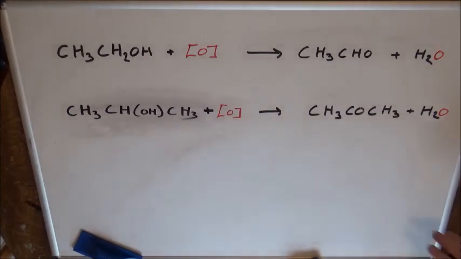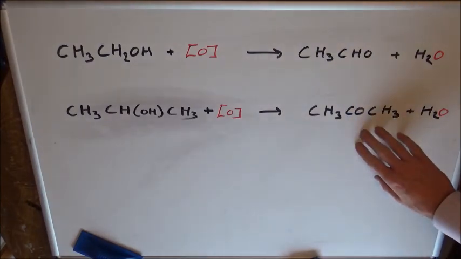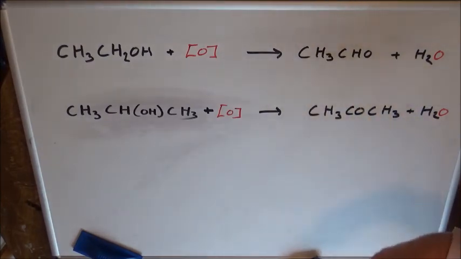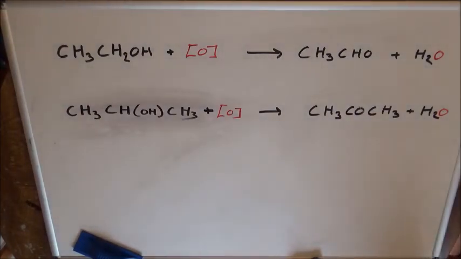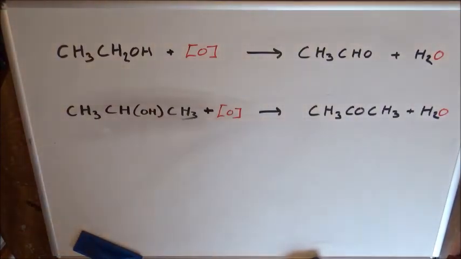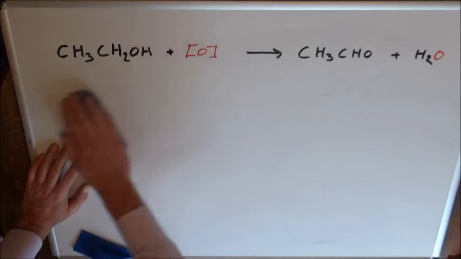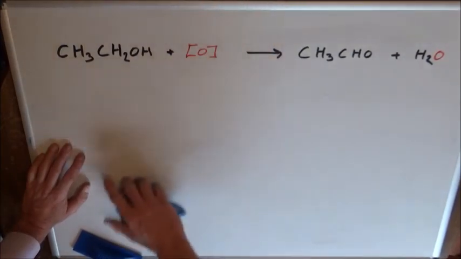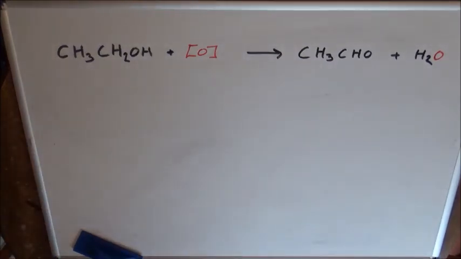Now, in the case of a secondary alcohol, once you form the ketone, there's no further oxidation, so you can just reflux that, in other words, boil it and condense it for as long as you want to make sure all of the alcohol is oxidized to the ketone. But in the case of a primary alcohol, if you continue allowing the oxidant to react, then it will oxidize the aldehyde, ethanal, to a carboxylic acid.